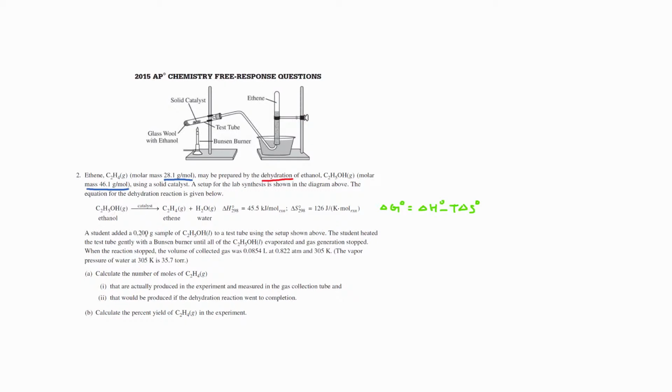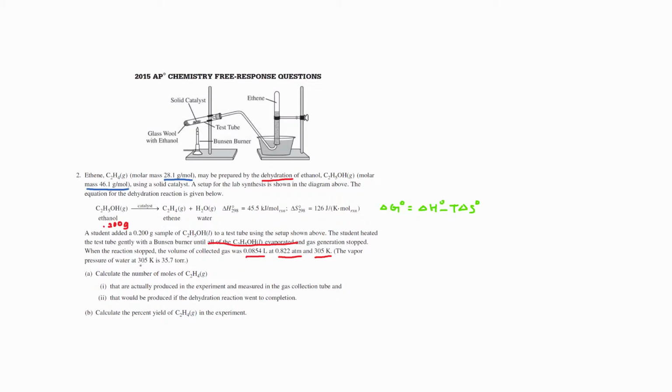A student added 0.2 gram of a sample of ethanol to a test tube here. That's the initial amount you start out with. And the student heated the test tube gently with a Bunsen burner until all of the ethanol evaporated and gas generation stopped. When the reaction stopped, the volume of the collected gas was, here's an important piece of information you need to know, 0.0854 liter, 0.822 atm, and 305 Kelvin.